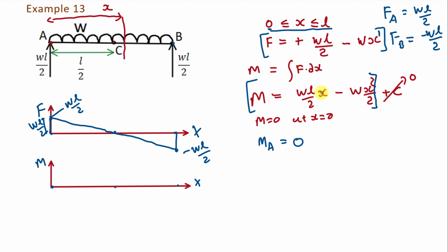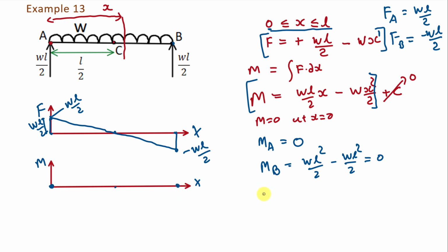Now we will put x equal to L, so we will get bending moment at point B. So bending moment at point B will be WL by 2, instead of x we will put L, then there will be a square of L, minus, if we put L here, then it will be WL square by 2. So finally it will also be 0. So we will get 2 points. One point will be here and the second point will be here.